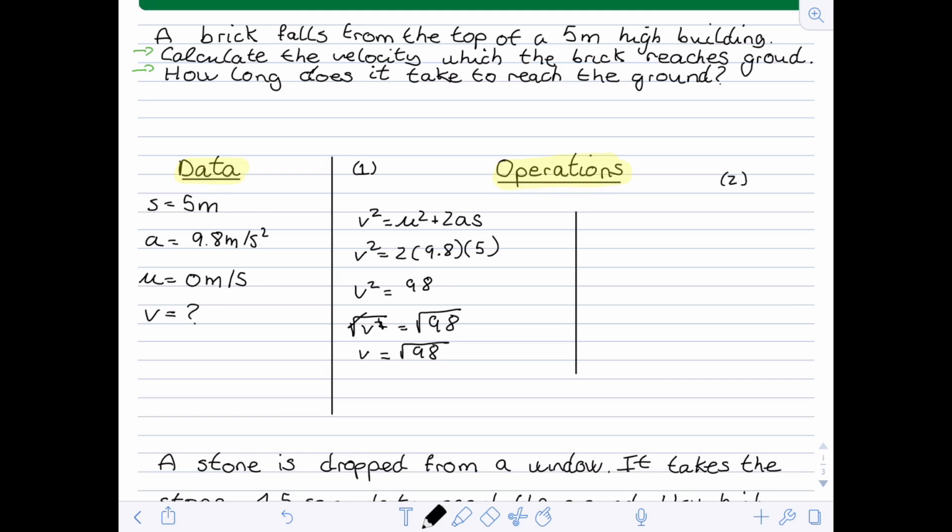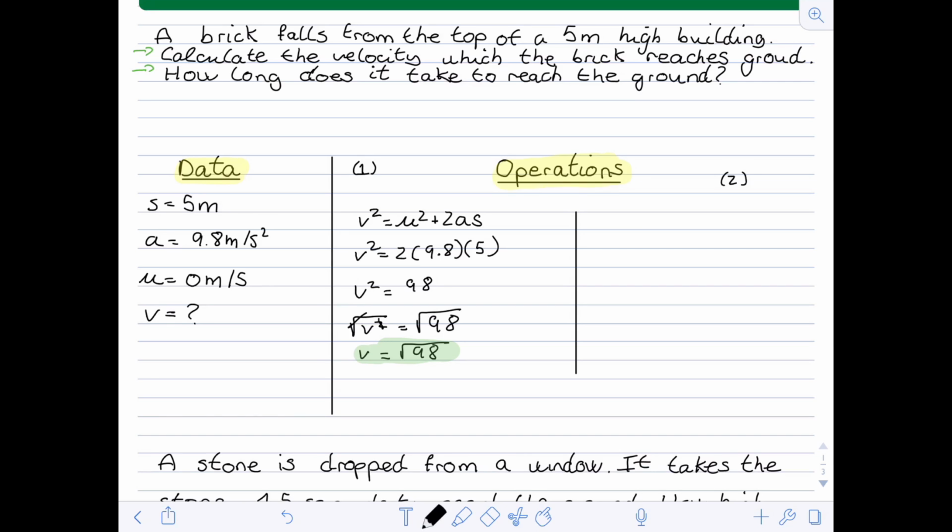You have the option of leaving it like this, as a root square, or you can just give the actual value, which is v equals 9.9. But we're going to leave it as a root square. Why would you leave it as a root square?